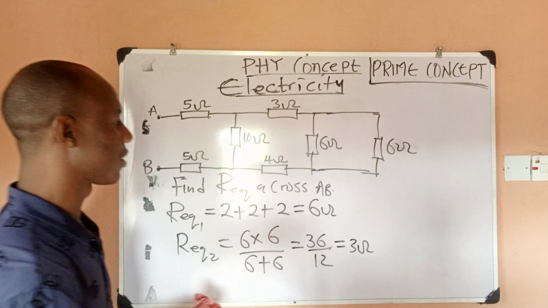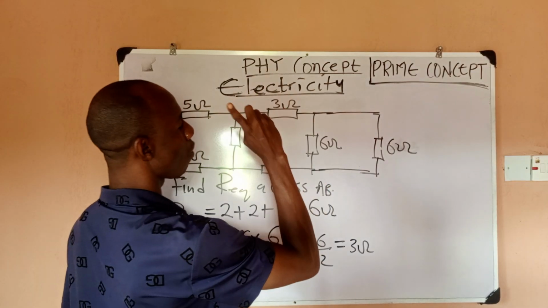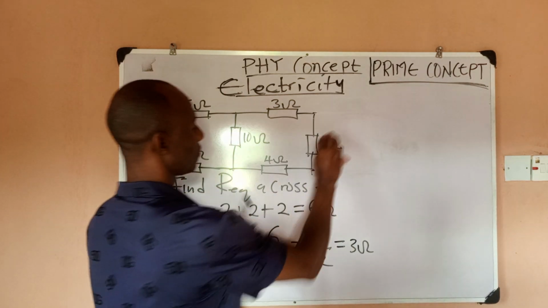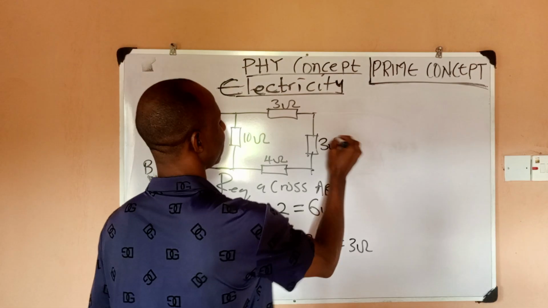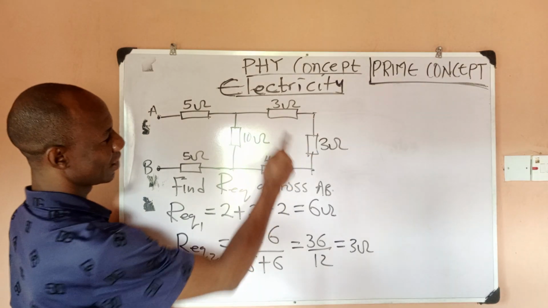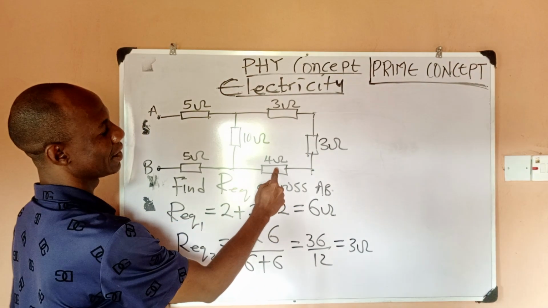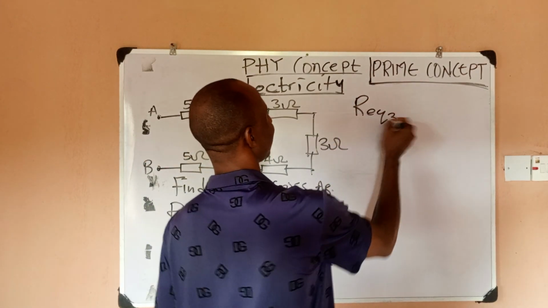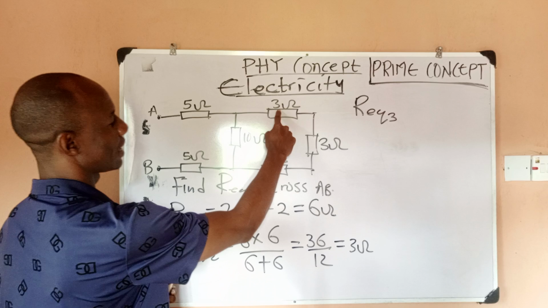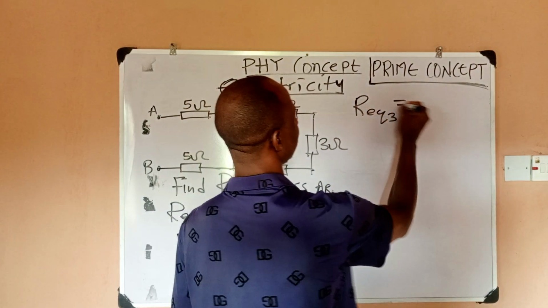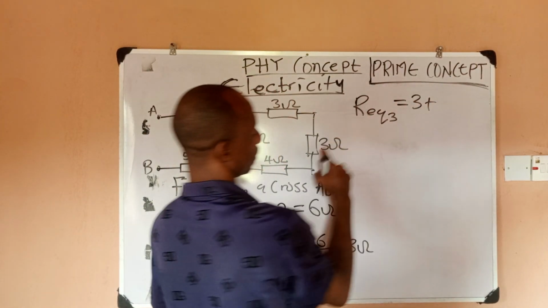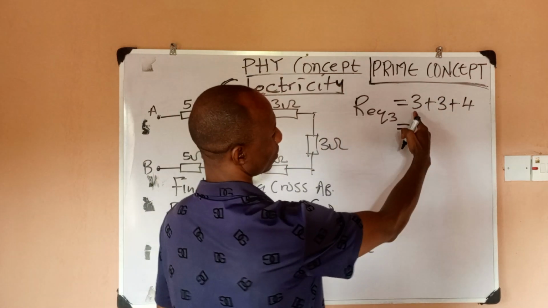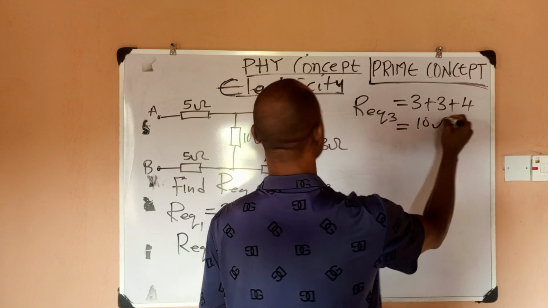So I'm going to redraw this circuit. These two resistors have now become one, so I'm going to eliminate this part. We have only one resistor here, and the value now is 3 ohms. Now, if you watch again, you notice that this, this, and this are in series. I'm going to call this R equivalent 3, my third equivalent. I'll add them up because they're in series. So it's going to be 3 plus 3 plus 4. If I add up these values, I get 6 plus 4, which is 10 ohms.